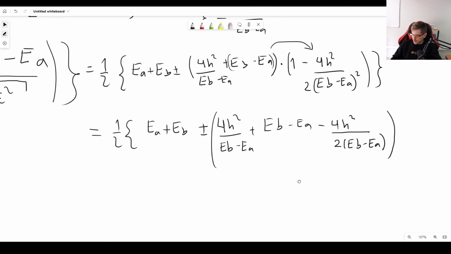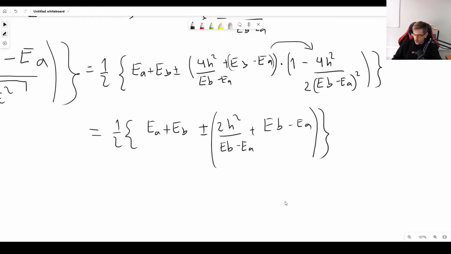All right. So of course there's going to be a little simplification here. This will go to 2. And now notice we have 4h squared over EB minus EA minus 2h squared over EB minus EA. So this thing right here would be 2h squared over EB minus EA, so this goes away. And we are left with this.